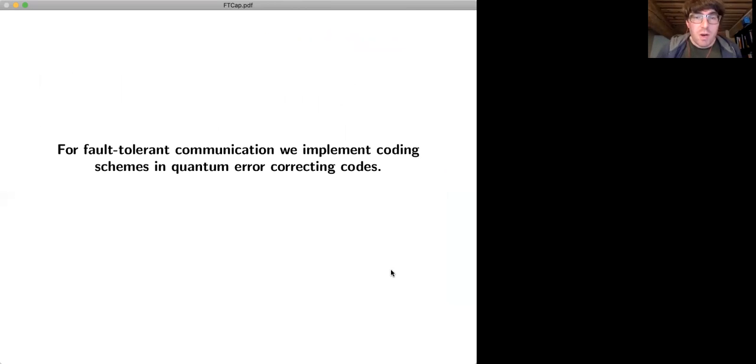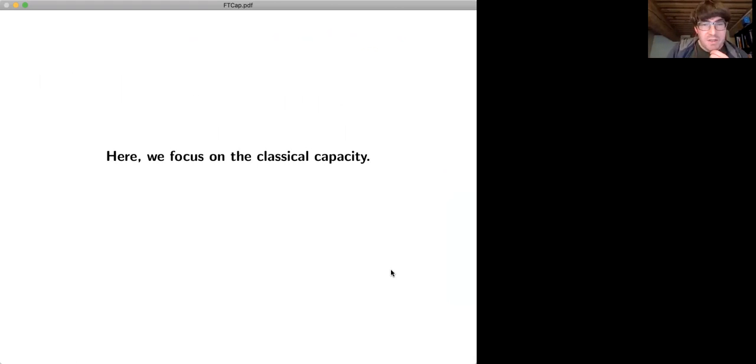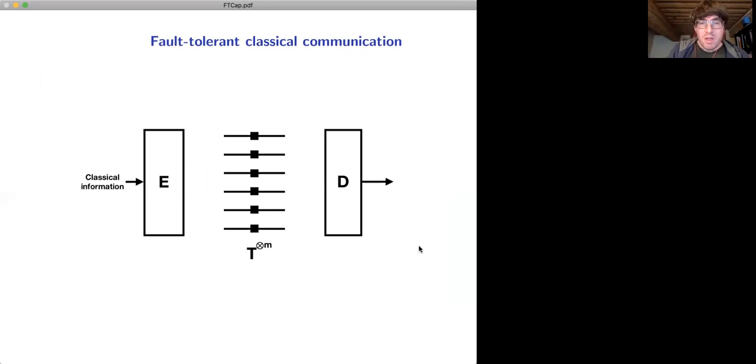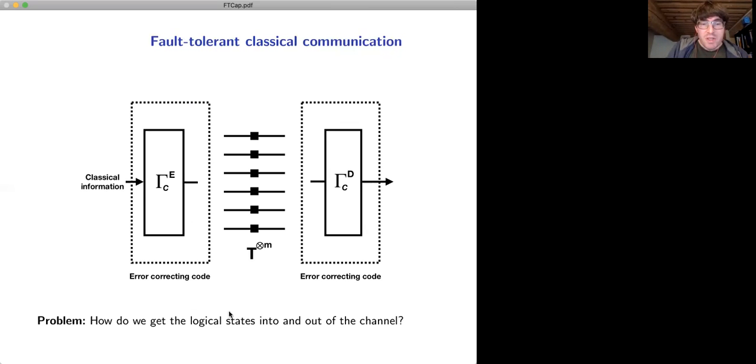Okay, let's apply this now to our communication scenario. I want to focus on the classical capacity here. I had this picture before. As a first step, I take these quantum channels E and D and I approximate them by circuits, which I can do since the circuits are dense. The next step is to implement them in an error correcting code. But now you see that there's a slight problem here, because the channel now should receive the output of the circuit gamma E. But this output is now a logical state in this code space. So how do we get the logical state into and out of the channel on the other side?